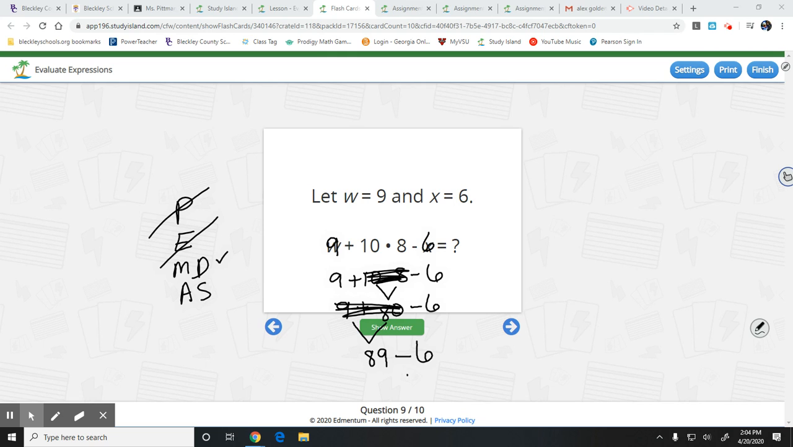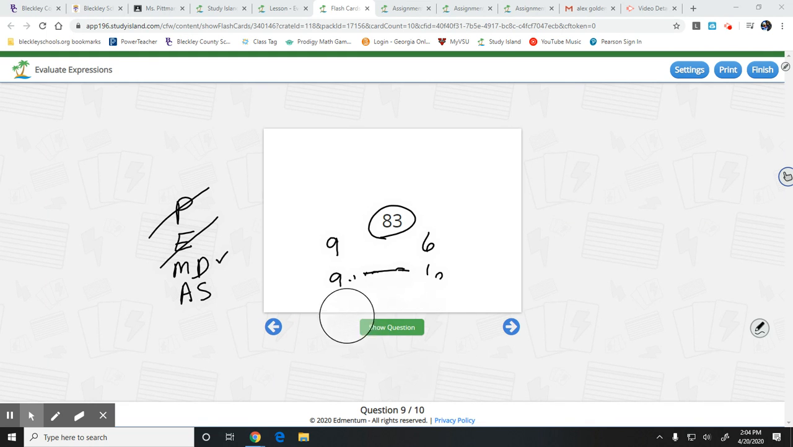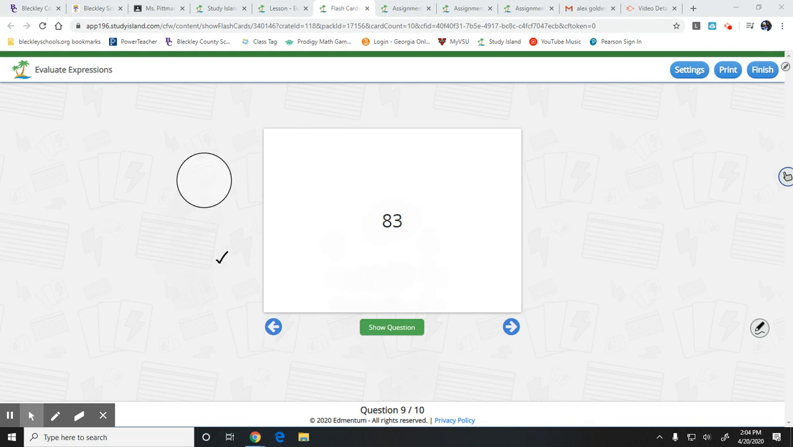89 minus 6 is going to give me 83. All right, let's check our answer. 83, we got it right. Okay, very, very good. Now you may encounter a few more that are a little more complicated. Let's see.